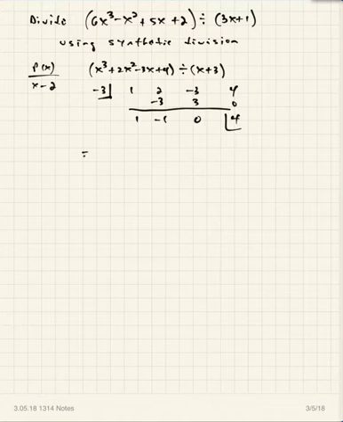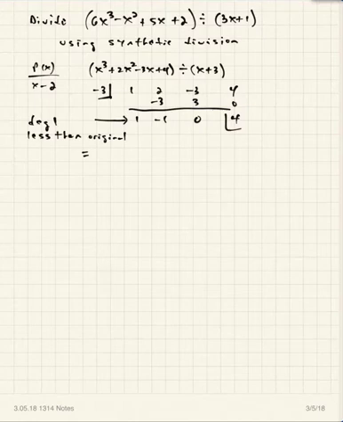So the quotient here, remember the quotient is always degree one less than original. So the original one was a third degree polynomial. So the coefficients at the bottom row of the synthetic division represent a second degree polynomial. So this would be x squared minus x. Notice there's no constant term because of the 0. And then you tack on the remainder at the end, which would be 4 over x plus 3. So that's not a big deal.